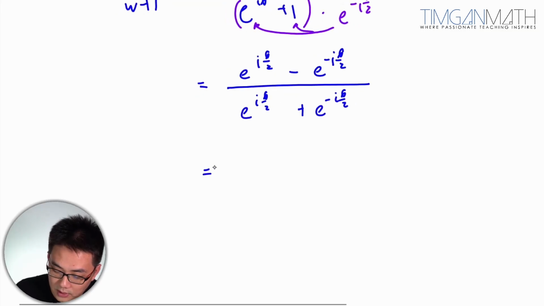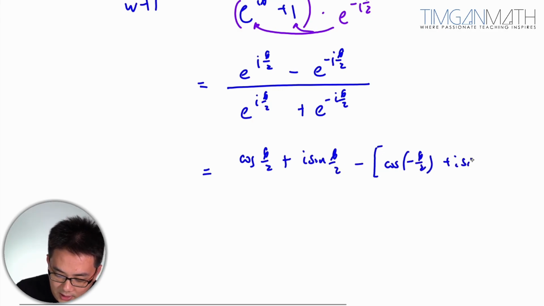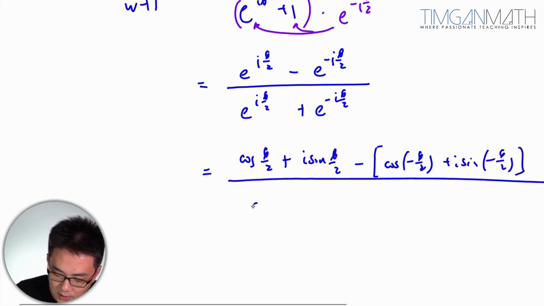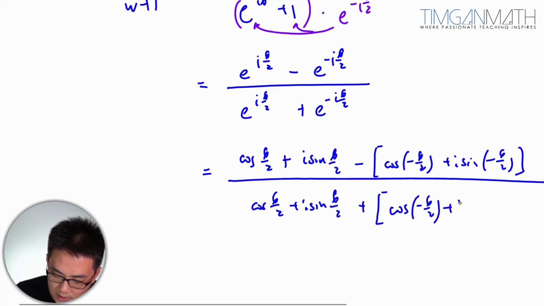What we're going to do is be like cosine theta over 2 plus i sine theta over 2 minus cosine negative theta over 2 plus i sine negative theta over 2. And this will just be cosine theta over 2 plus i sine theta over 2 plus cosine negative theta over 2 plus i sine negative theta over 2.